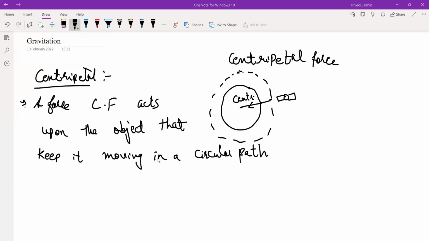Are you all there? Yes, sir. Okay. Now, can you give me one example for centripetal force? One example I gave, satellite. What about you? You can tell me one example. Yes, come on, tell me one example for that. So when we rotate an object which is tied to a string. Correct. Very good.